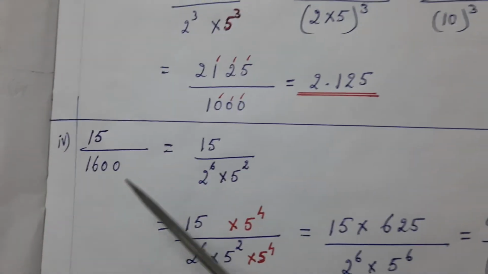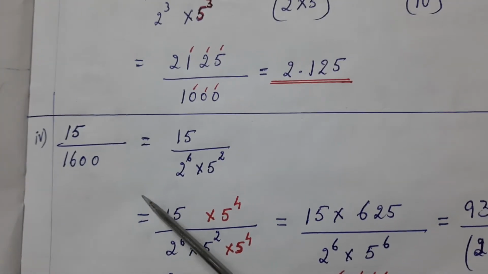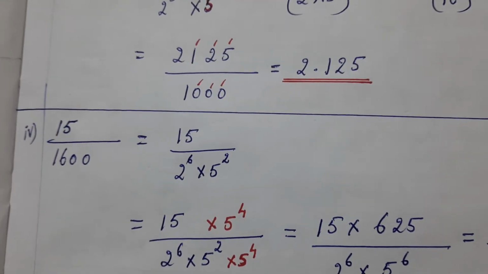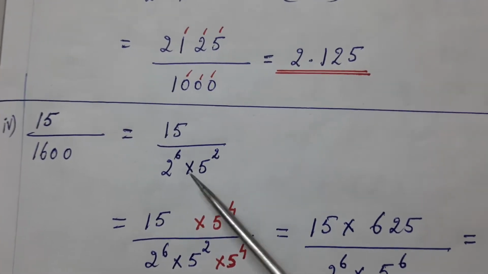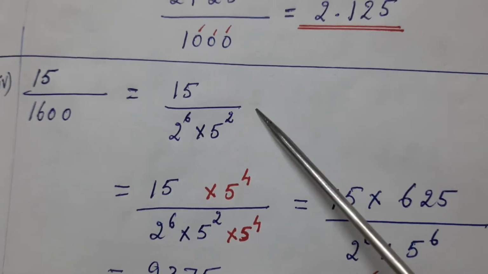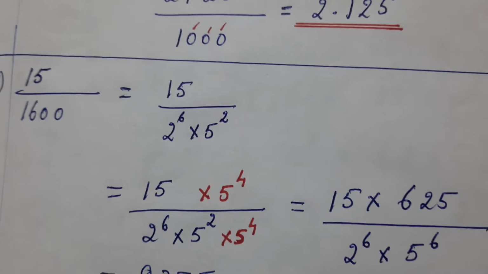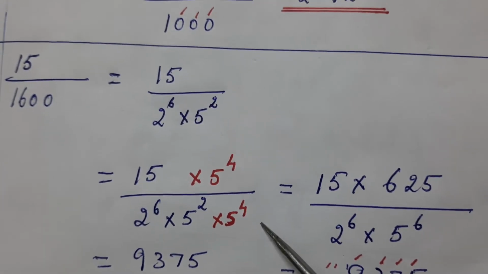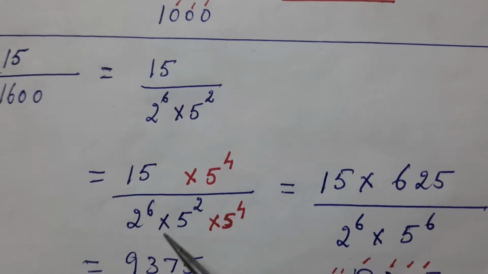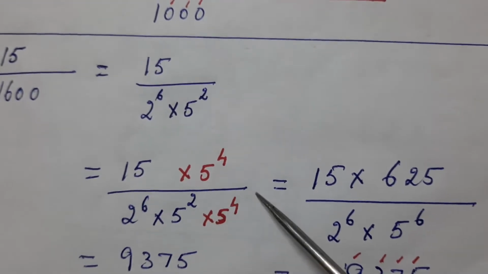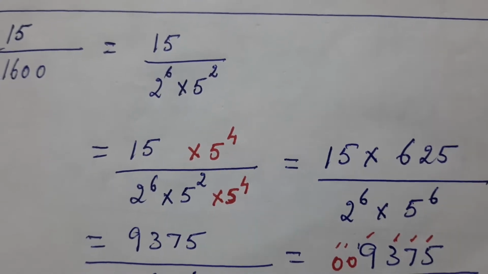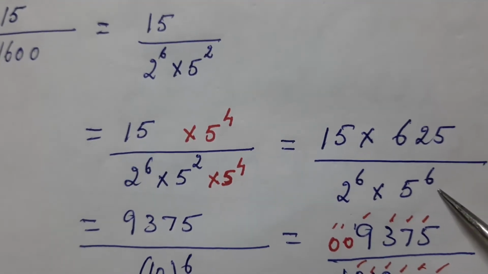The next question is 15 by 1600. Now we have found 15 by 2 power 6 into 5 power 2. Here 2 and 5 are factors, but 5 is to the power 2. So to make it 6, what should I do? I have to multiply by 5 power 4, because a power m into a power n is a power m plus n. So 2 plus 4 becomes 6. So 15 into 5 power 4, which is 625, by 2 power 6 into 5 power 6.